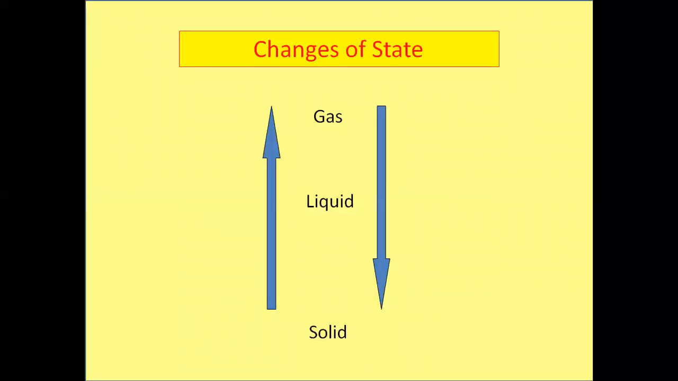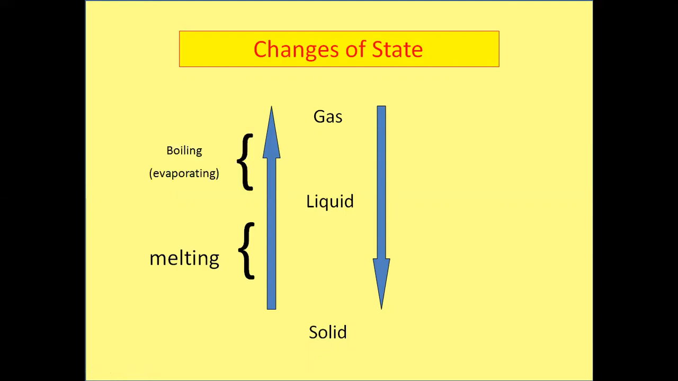Change in state. A solid can be changed into a liquid, and a liquid can be changed into a gas, and this is represented by this arrow upward. Gases can also be changed into liquids, and liquids can be changed into solids, and this is represented by this arrow downward. The change in state from solid to liquid is melting. The change in state from liquid to gas is boiling.